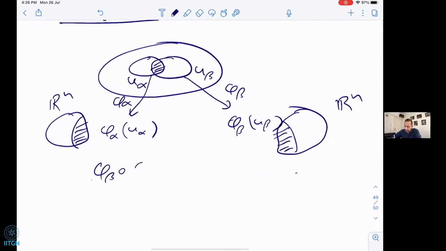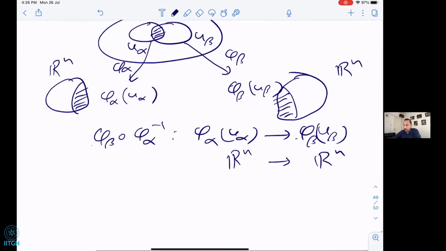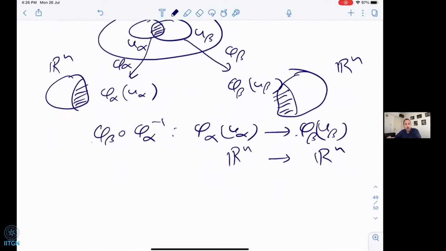Phi beta phi alpha inverse takes me from the left space phi alpha of U alpha to the right space phi beta of U beta. Very good. Now this map, as I emphasized last time, is from a subset of Rn to a subset of Rn. Because it's Rn and Rn, it gives you the usual Cartesian coordinates, so this map can be described as f from xi, which is a point here, to yi, which is a function of x1 up to xn. This is the usual thing in physics which we call change of coordinates.